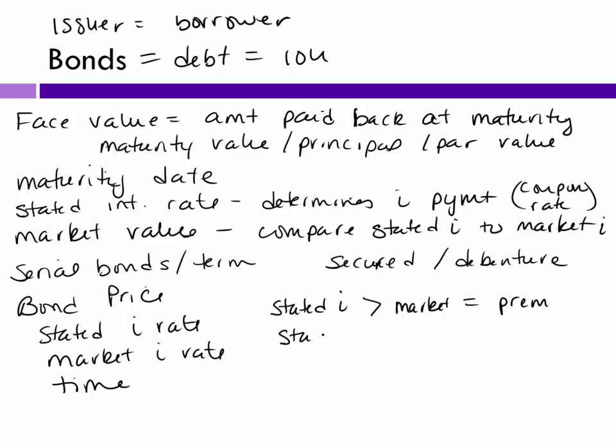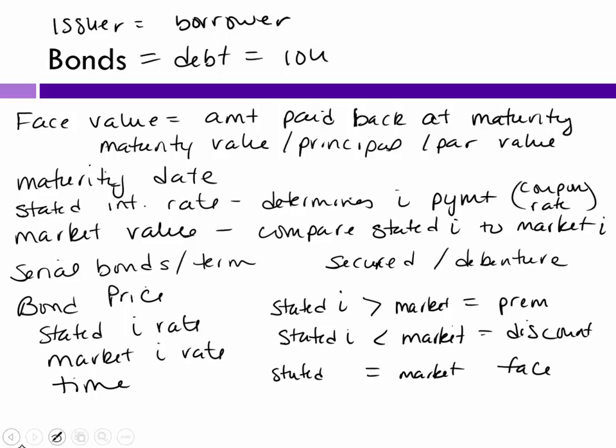If the stated interest rate is less than the market rate, nobody's going to want mine, right? Because they could get something else. So I have to sell it at a discount. I have to mark it down to get people to buy it. And if they're the same, then it's just selling at its face value. So let's do a couple examples so you can see that.